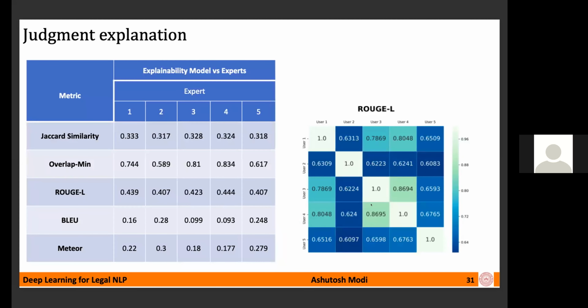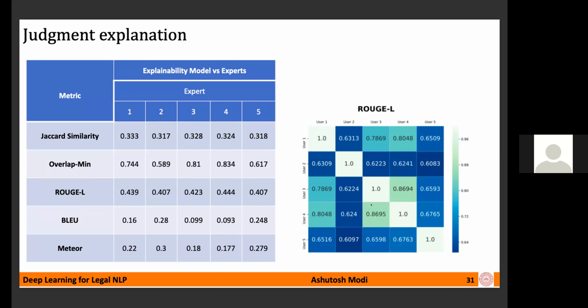And then we look at the results for the task of judgment explanation, and we note that the overlap scores, the overlap-min scores for machine versus experts, are as high as 0.83, whereas scores for BLEU and METEOR are kind of low.